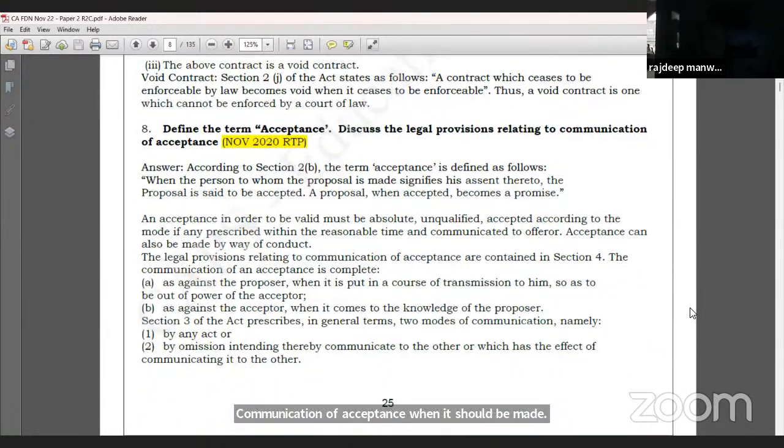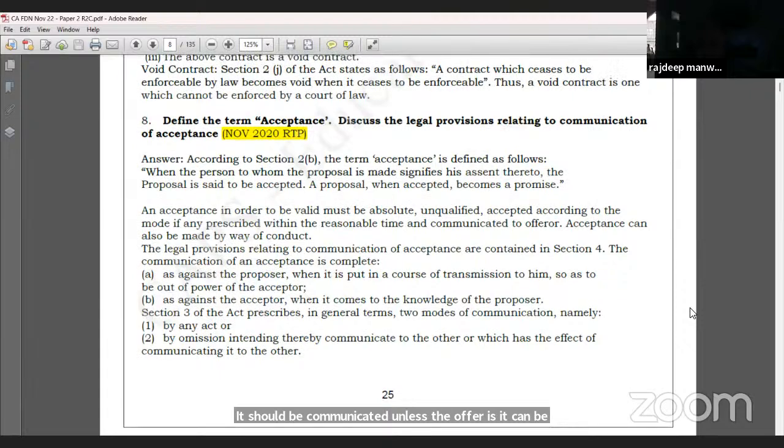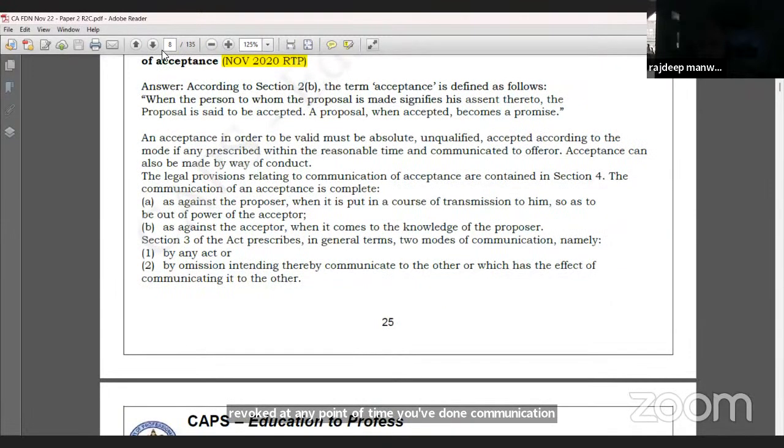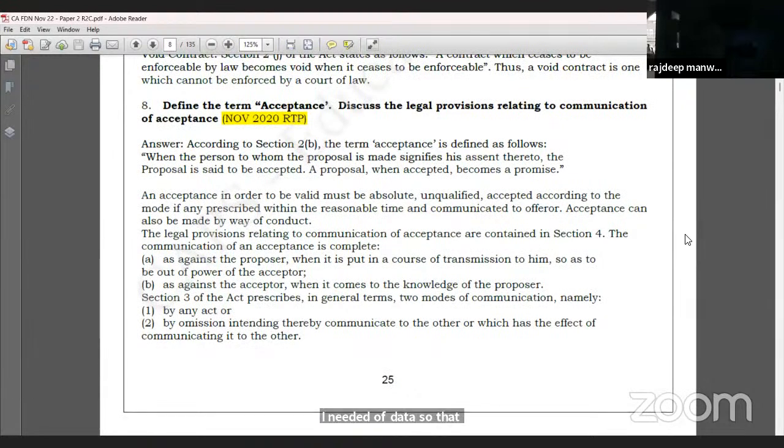It should be sent, it should be communicated, unless the offer can be revoked at any point of time. We have done communication of offer and acceptance, right? Section 4, right? Got it? Acceptance must be communicated within a reasonable period of time. It must be in the prescribed mode. Got it? Yes, sir. Do you want to read it out? Yes, sir. I'll read it so that they get it: essentials of valid acceptance are different, communication of acceptance is different.